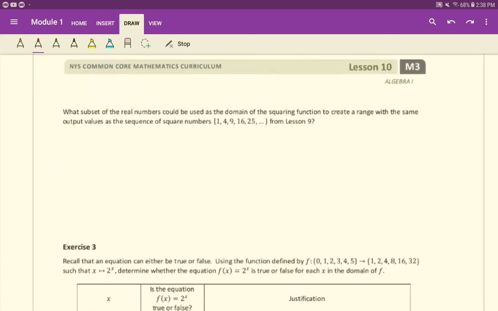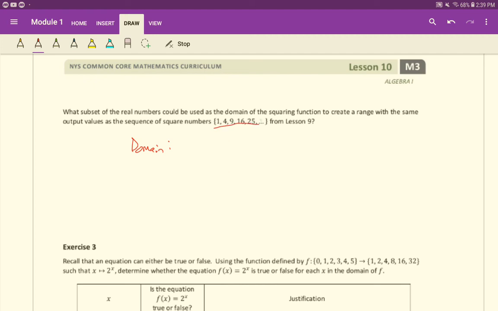What subset of the real numbers, so subset just means a smaller set inside the real numbers, a smaller group of numbers inside the real numbers, could be used as the domain of the squaring function to create a range with the same output values as the sequence of square numbers from lesson 9? So we only want the square numbers, right? Nothing else. So what kind of numbers, when you square them, will result in these answers right here? Well, it's easy. The domain would have to be, sorry, it's not easy. I apologize.